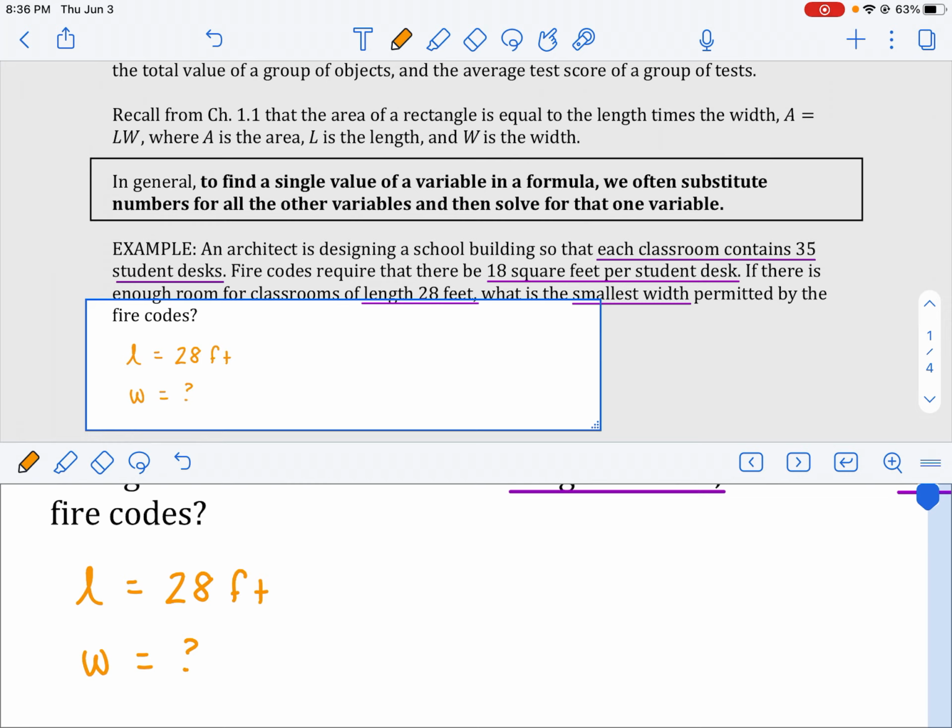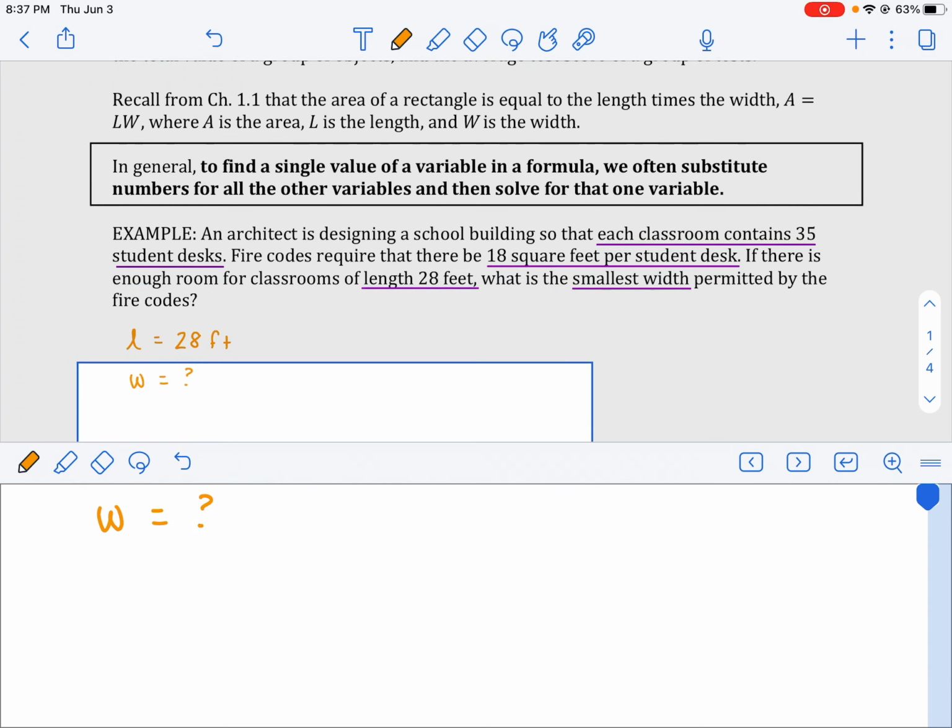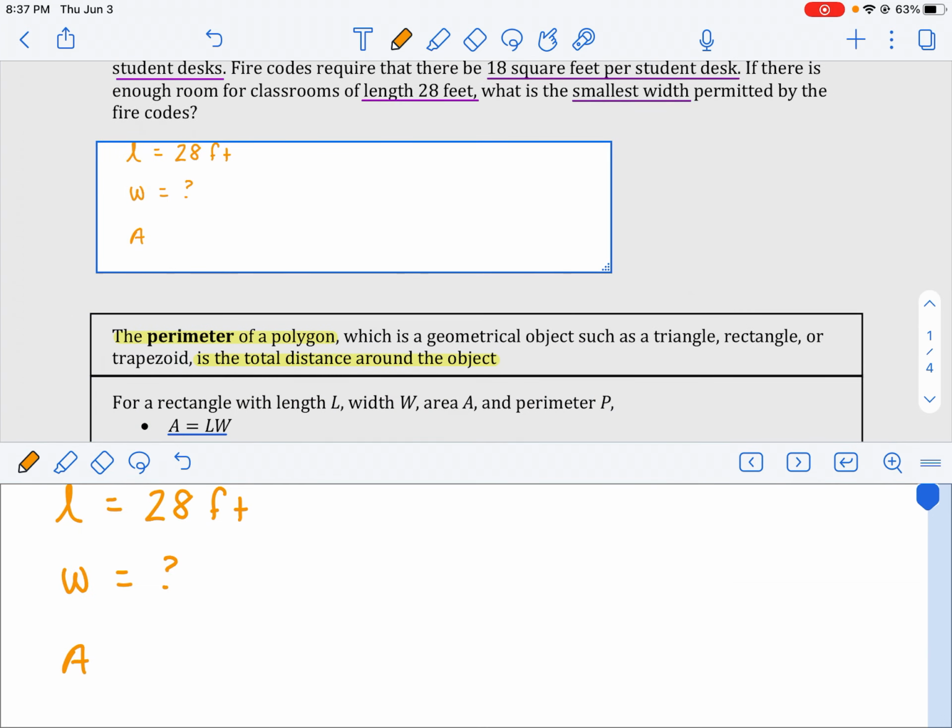But we can calculate the area we need. We want there to be 35 desks in each classroom, and each of those desks requires 18 square feet. So the area needed per total classroom, not per student desk, would be the area required per desk times the number of desks you want in the room. So 18 times 35 gives us 630 feet squared.